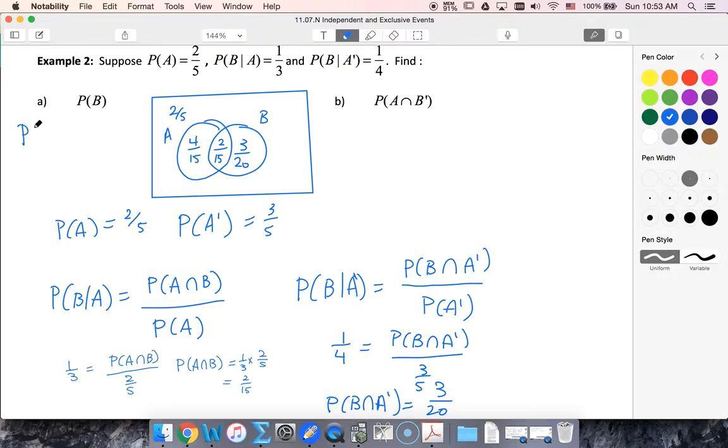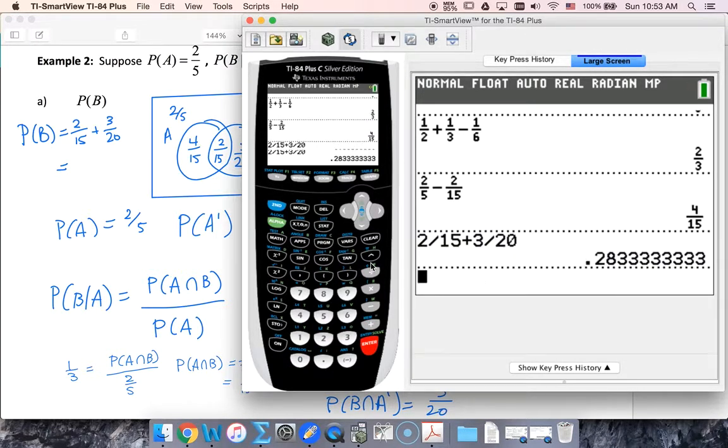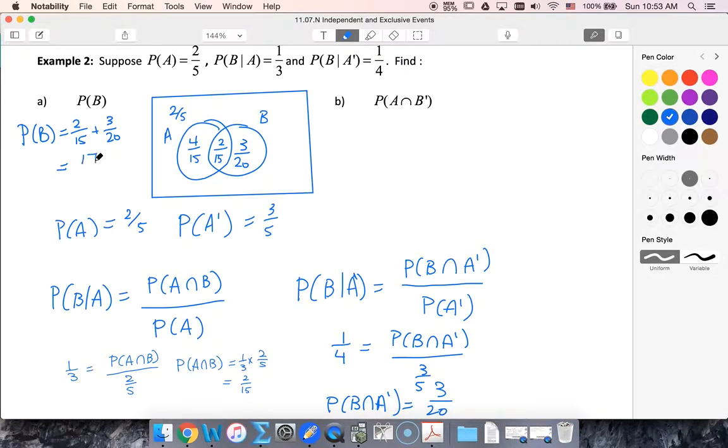So in the end, my probability of B, I can now figure out. That's going to be 2 out of 15 plus 3 out of 20. Using my calculator, 2 out of 15 plus 3 out of 20. I want to make this into a fraction again. So since I didn't use my fractions from the beginning, I can use the math menu and get 17 out of 60. So there's my probability of B.